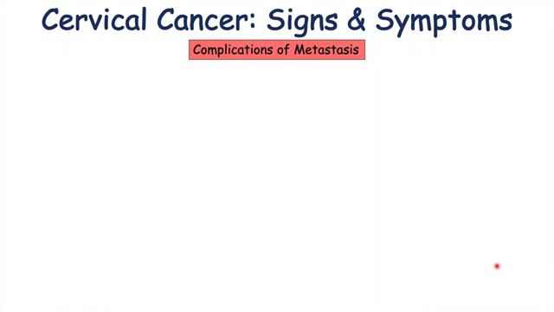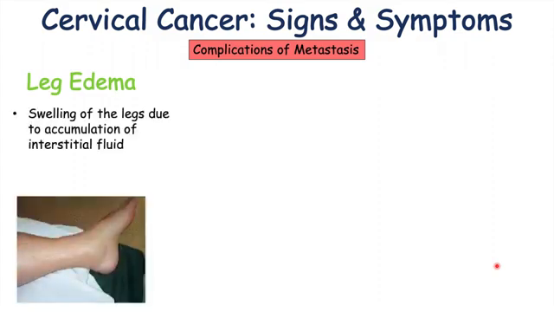A lot of the previous findings we talked about are going to be due to increased extension of the cervical cancer into surrounding areas, but there can be even more extension into particular areas that lead to particular findings, and these include the following. Leg edema. So leg edema is a swelling of the legs due to accumulation of interstitial fluid. So there's increased fluid in the interstitial area.